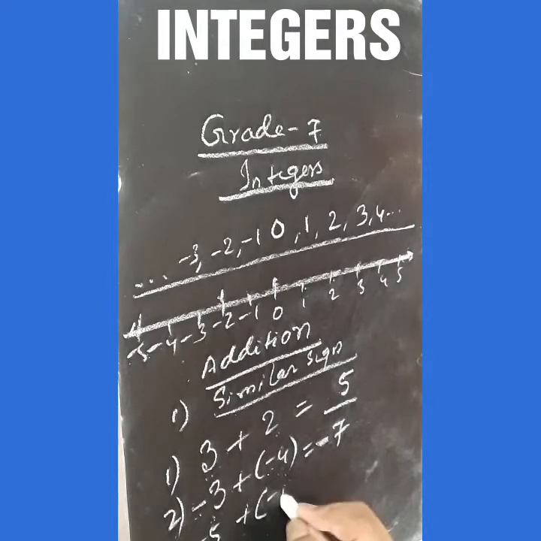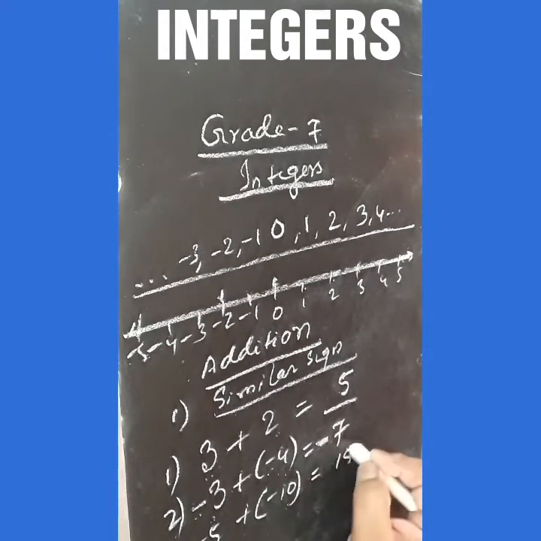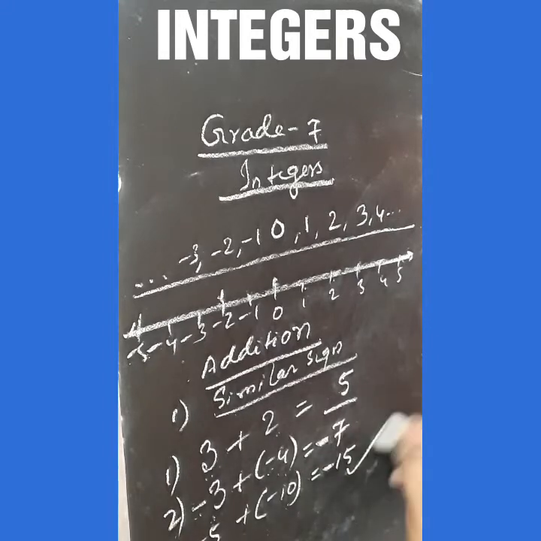Let us see another example. -5 and -10 we want to add. The absolute value of -5 is 5 and of -10 is 10. We will add them, we will get 15, and put the common sign minus here. In this way we can add integers with similar common sign.